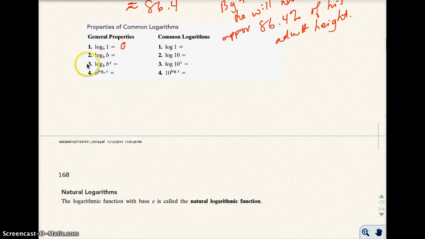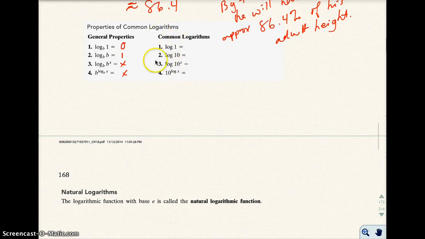If I have log base b and I'm trying to get b back, I need the exponent of 1. If I have log base b and I'm trying to get b to the x back, I need the exponent of x. And if I have b to the log base b of x, that's going to be just x. And again, these are inverses. So base b, base b, base b, base b, they actually negate each other out.